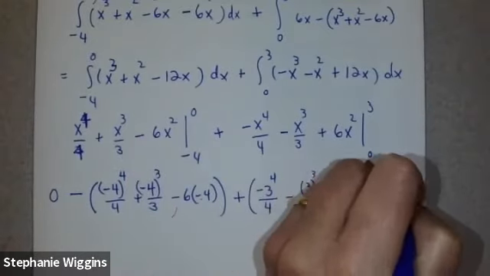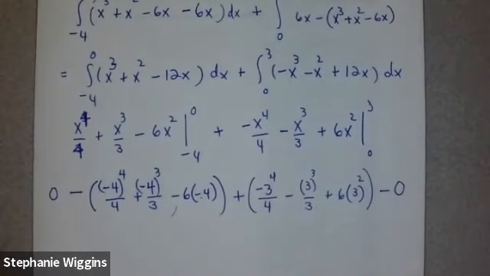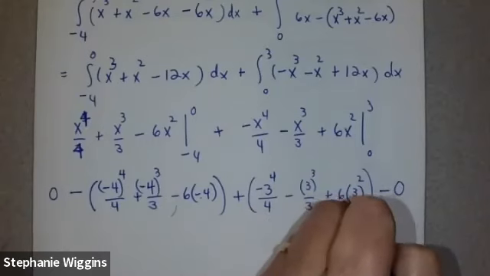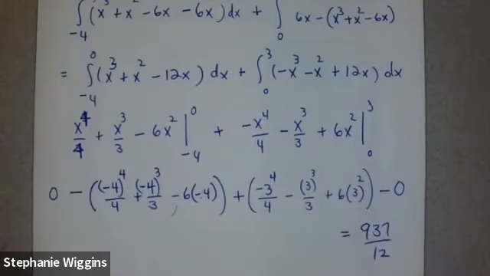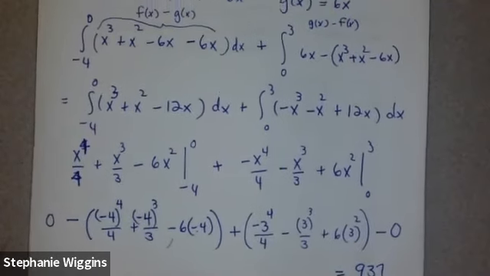and then you subtract off 0 because when you plug in 0, you get 0. I'll let you figure that out. The answer is, and you're going to do that on your calculator, 937 over 12. Okay. Again, I'm going to try to keep the ones on the test simple so you don't have too much work like that to do.